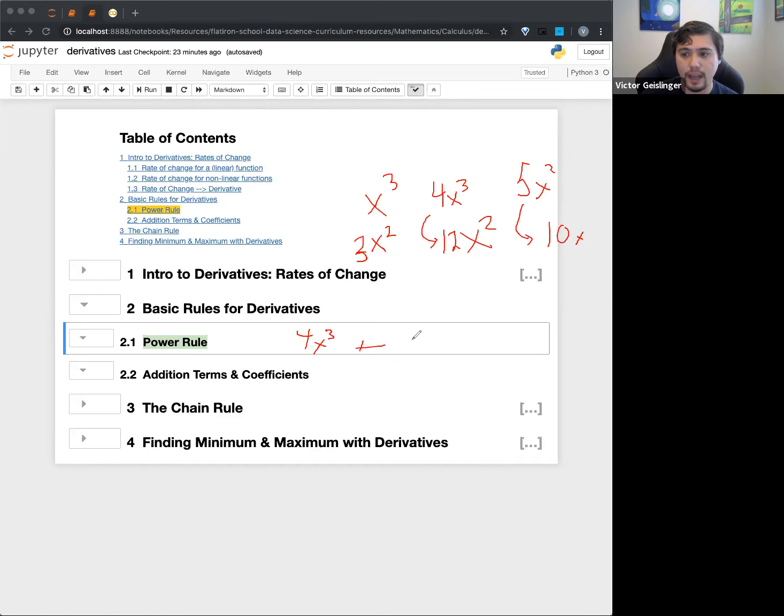plus 5x squared, and we take the derivative of this whole thing right here, okay, all we have to do is say, what's the derivative of this plus whatever the derivative of this is. So in this case, 4x cubed we saw was 12x squared, plus the derivative of 5x squared, which is just plus 10x.